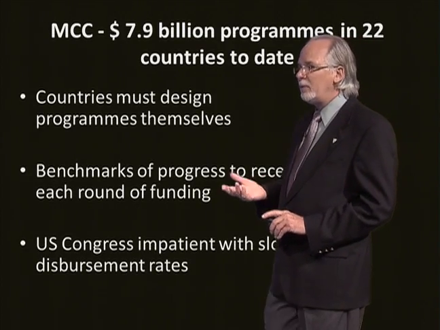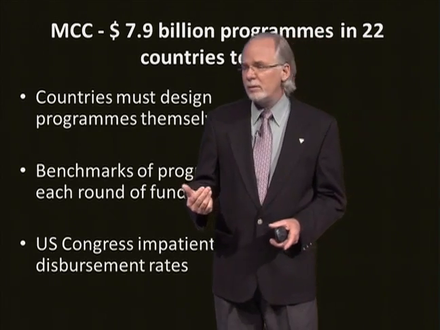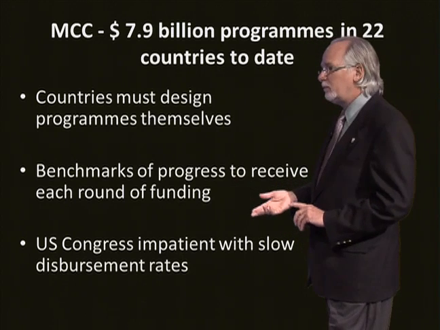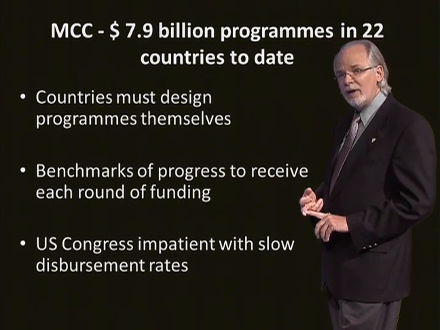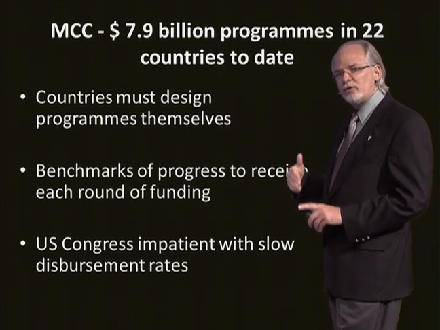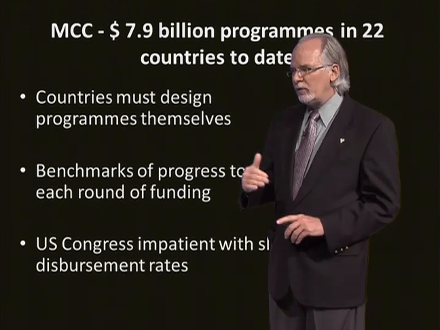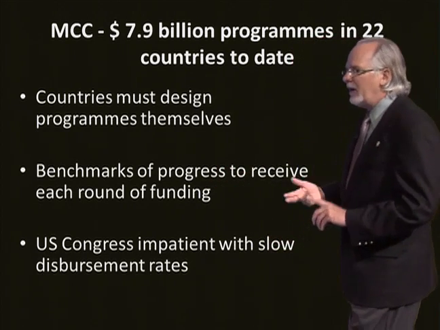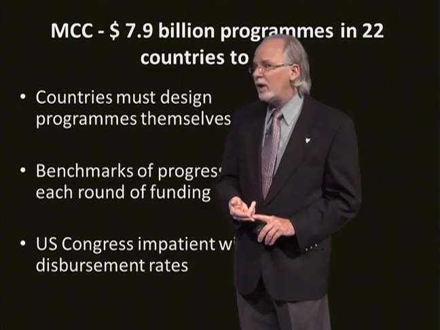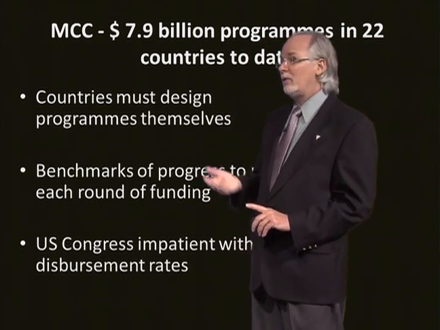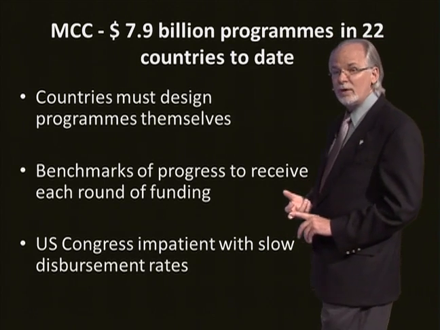The countries design the programs themselves, again with support from the U.S. government. There are benchmarks of progress that are very clearly defined for each round of funding. In order to get the next round, the next tranche, if you will, the governments have to show that they've been able to achieve results to a certain level. There has been some frustration at the beginning of the program that it wasn't moving as fast as the U.S. Congress liked. It's a lot of money involved. Almost $8 billion has been programmed in 22 countries to date.